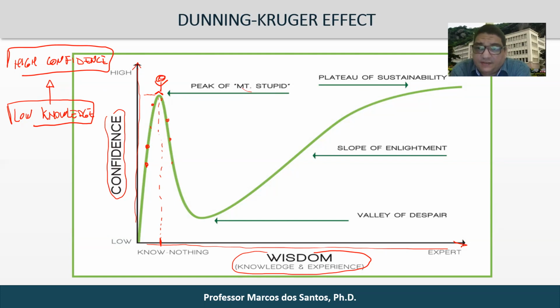And nowadays, we can see many situations that a decision maker has low knowledge and high confidence. So they don't know mathematical models, they don't know about operational research. So they think that it's easy to decide about a complex problem. And we can see this fact every day, I think.